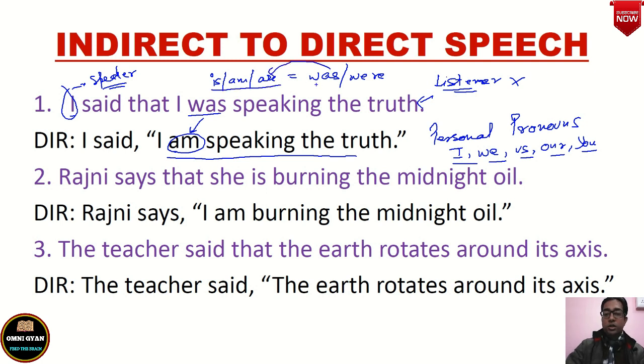इसका आप रिवर्स कर दीजिए. अगर was where है, if there is was where, then you make it into is, am or are, whichever is applicable. So here, because there is I personal pronoun, you have to use am. ठीक है. तो what is the system?